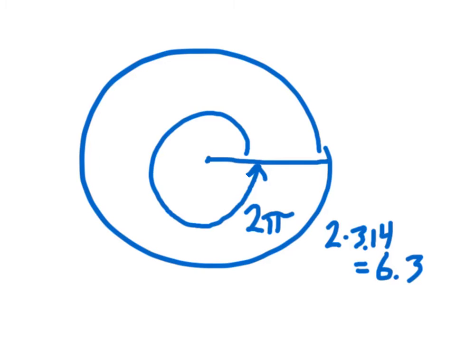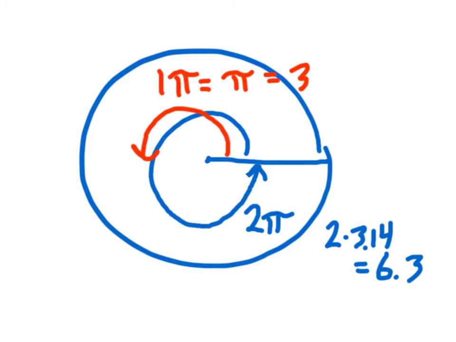Now, just like before, if we were to only go halfway around the circle, well, what's half of 2 pi? If I had 2 pi and I divide it in half, I would have only 1 pi left, or we would just say pi. So halfway around the circle is equal to the number 3.14, but again, it's easier to just call it pi.